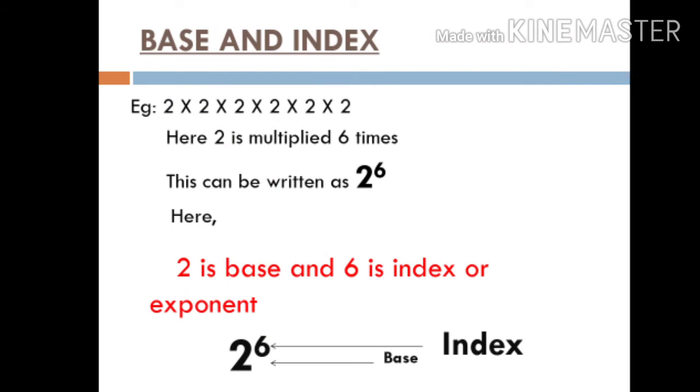Now, we will study an interesting concept, what is base and index. Let us see how the multiplication of a number by itself several times is expressed in short. Here, 2 is multiplied 6 times. This can be written as 2 raised to 6. Here, 2 is the base and 6 is the index or exponent.